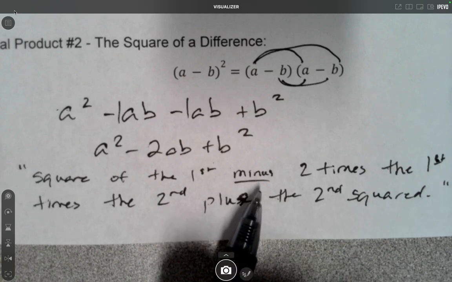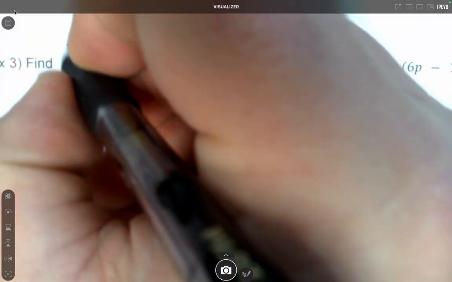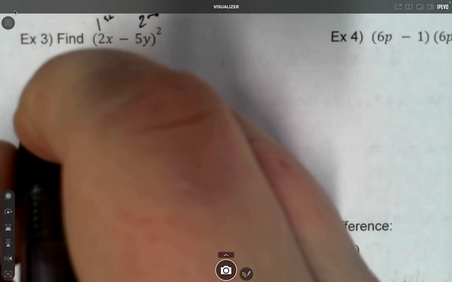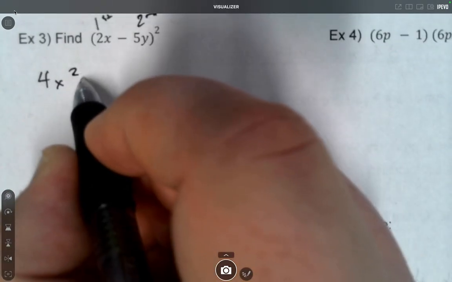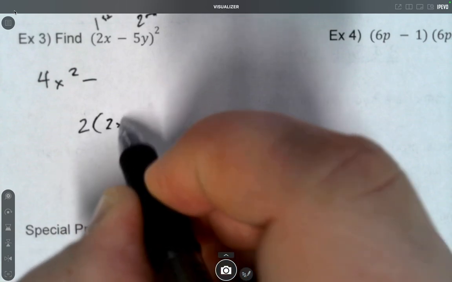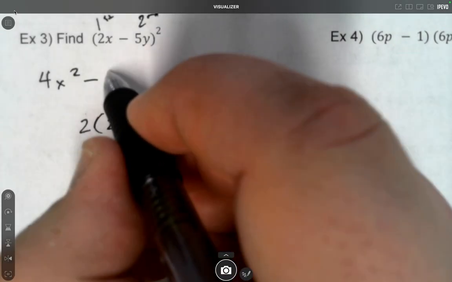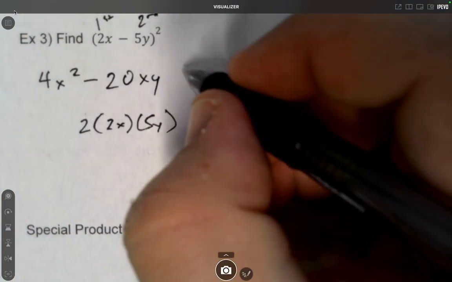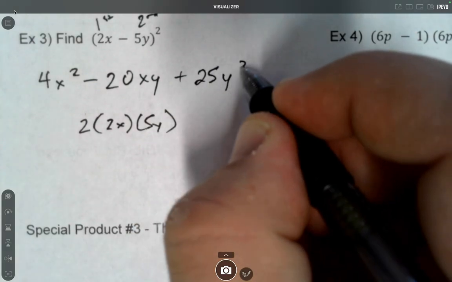So the only difference between the square of the sum and the square of the difference is this word right here. So let's practice it on these two on the back. Here's our first one, here's our second one. So the square of the first, 2 squared is 4, x squared is x squared. Then we do minus 2 times the first times the second. 2 times 2 is 4, times 5 is 20. X times y is xy. Then it's plus the square of the second. 5 squared is 25, y squared is y squared.